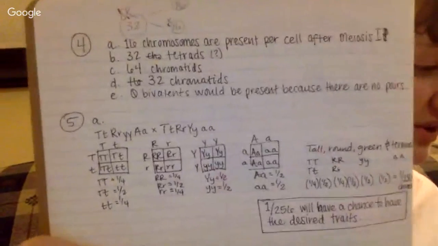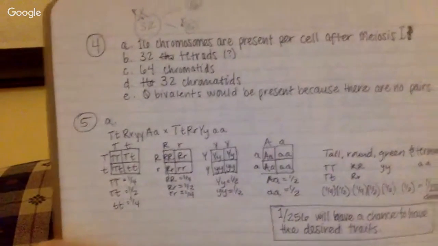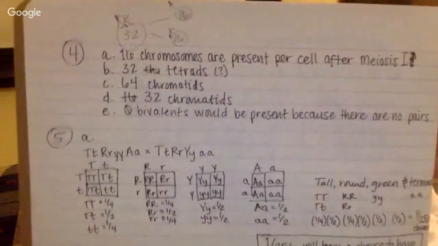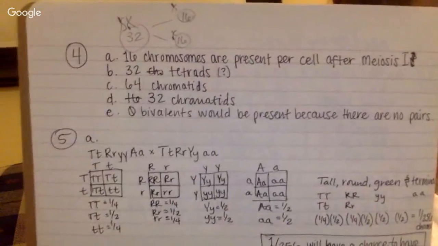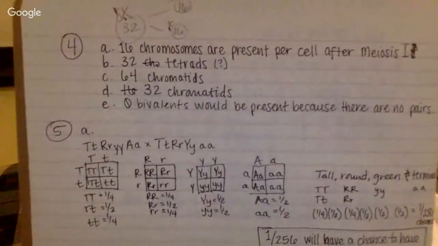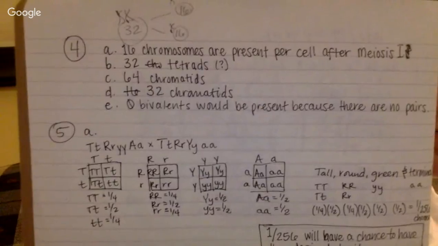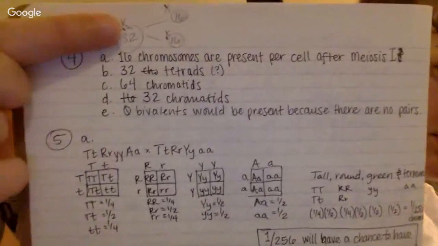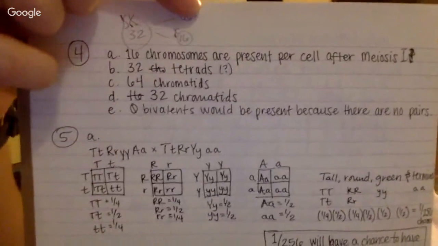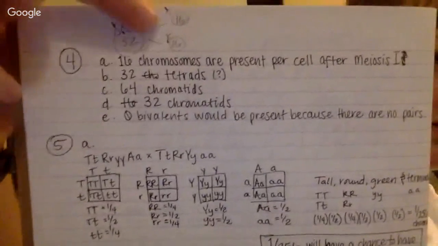So then on to question 4. These are more like parts of a question. So this one's talking about horse chromosomes. And for the first one, it says how many chromosomes are present per horse cell at the conclusion of meiosis 1. And I said that there would be 16 chromosomes because you're taking the 32 and you're dividing it in half after you finish meiosis 1. So haploid cells.